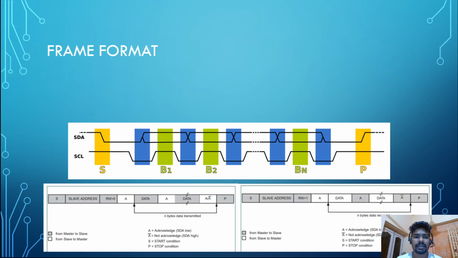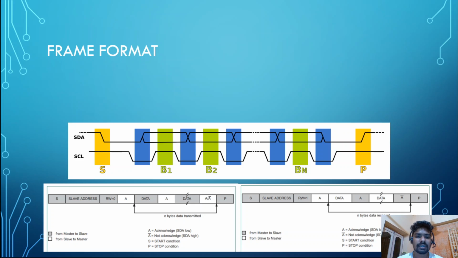An I2C frame consists of the start and stop conditions and the data in between them. A data byte is 8 bits long and is followed by an acknowledgement. If the master writes data, then the slave acknowledges that byte, and if the slave writes the data, then the master acknowledges that byte. In each byte there will be 8 bits.